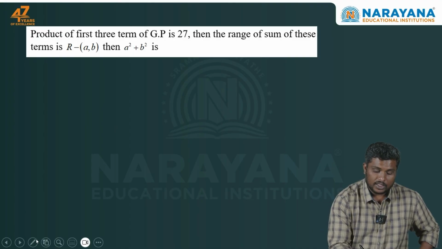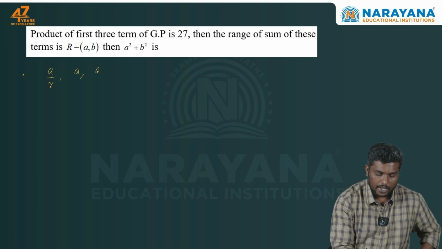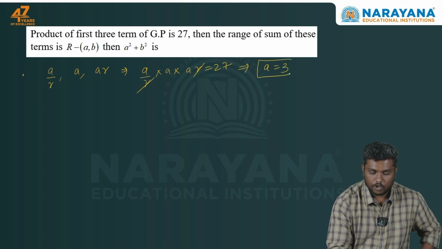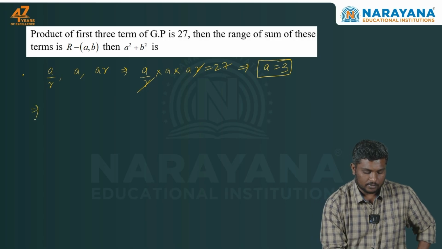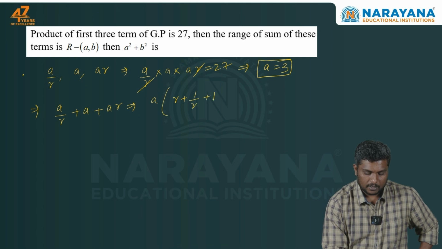So the product of the first 3 terms of a GP is 27. Whenever you have the product of 3 terms, you always take those terms to be A by R, A, AR. Given that the product A by R into A into AR is equal to 27, the R's cancel out, so I can directly write A cube is equal to 27, so A is equal to 3. Now the sum of these 3 terms is A by R plus A plus AR, which, taking A common, is A times R plus 1 by R plus 1.